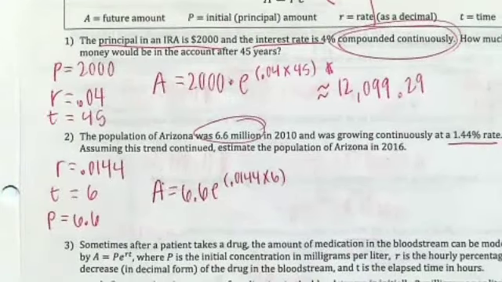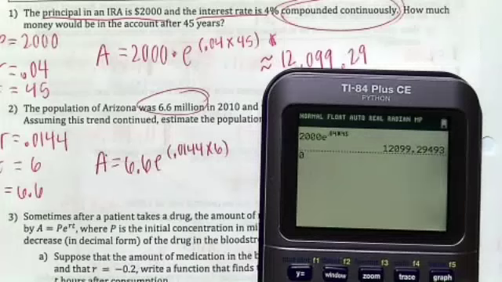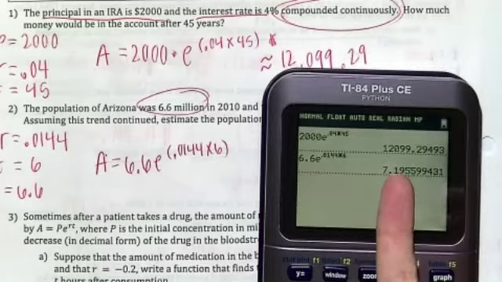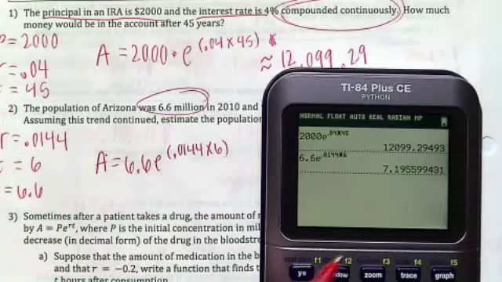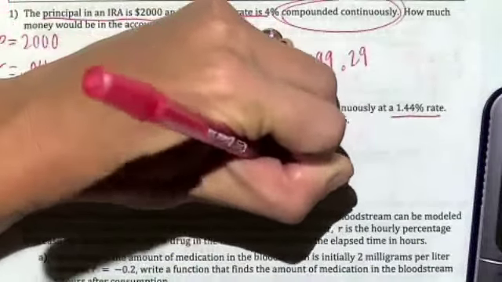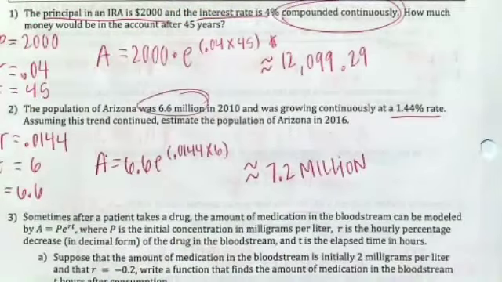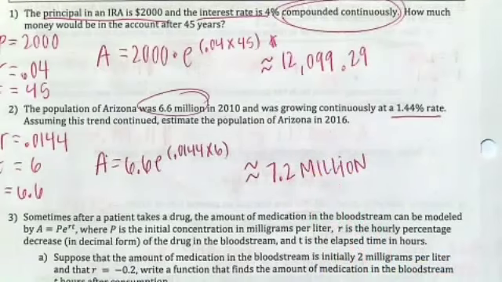Okay. I'm going to go ahead and put that in my calculator. 6.6, second ln. That'll get me my E. 0.0144 times 6. This value gives me the value in millions. I'm just going to go to one decimal place. So 7.2 million people, we can approximate, will be living in Arizona in 2016, which I guess we could check this model because that year is already passed.